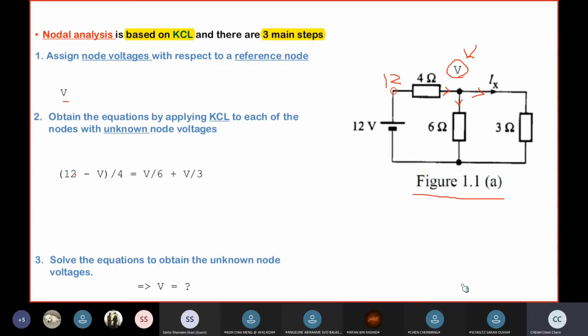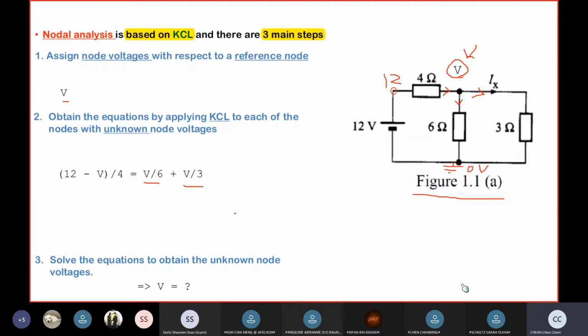(12 - V)/4 is the current entering through the 4 ohm resistor, and we have current leaving through the 6 ohm and 3 ohm resistors, because the other end is connected to a known reference node, which is 0 volts. And from here we can easily solve the equation.